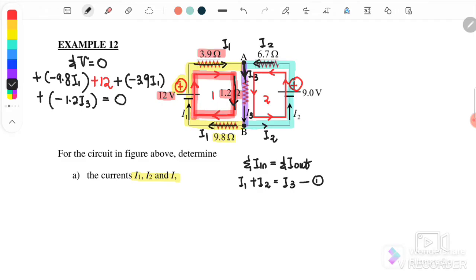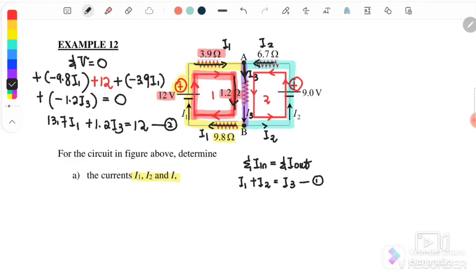So this is the equation, and we need to rearrange it, where we will get 13.7 I1 plus 1.2 I3 equals 12. So this is our second equation.